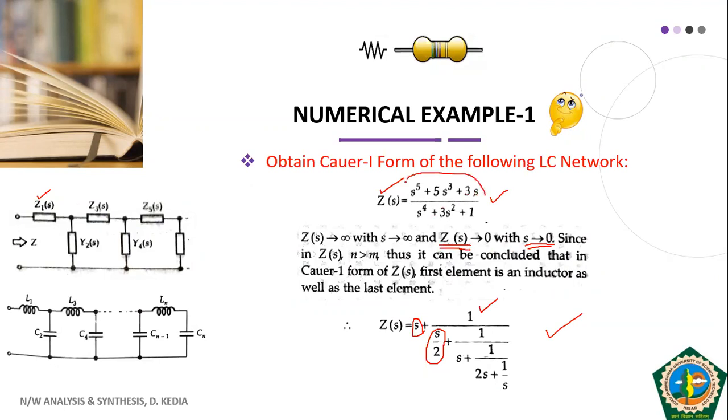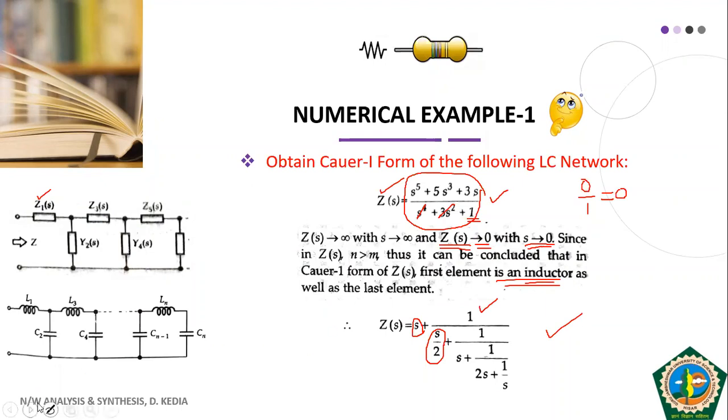You see here, if you make S tend to 0, then this will be 0, this will be 0, and we'll be left with 1. And in the numerator, everything is 0. So we have 0 by 1, and 0 by 1 is nothing but 0. It means for S tending to 0, our ZS becomes 0. Fine. It means the last element will be an inductor. I told you that when both are zeros, we will have an inductor as the last element. So we have the first element as well as the last element as an inductor only.